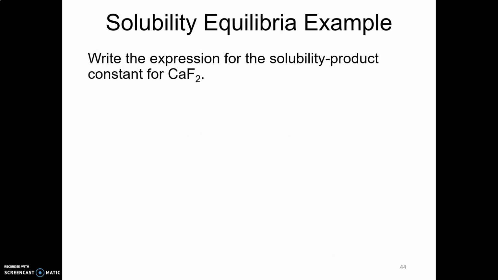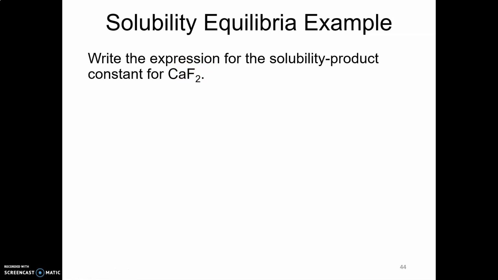Here it says, write the expression for the solubility product constant for CaF2. That is calcium fluoride. Now, remember, that's an ionic compound. So to predict charges, you can cross up. If we cross up, that says that calcium is a 2+. If we look at the periodic table, we confirm that calcium is a 2+. So the cross-up method is working, and we know that fluoride is -1. So calcium 2+, fluoride -1.